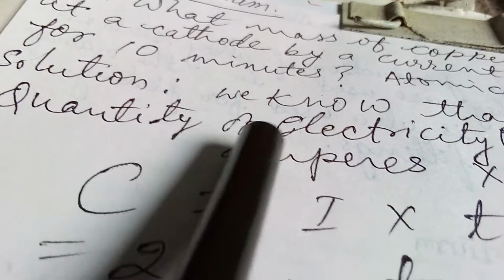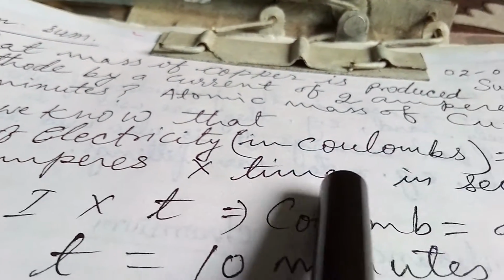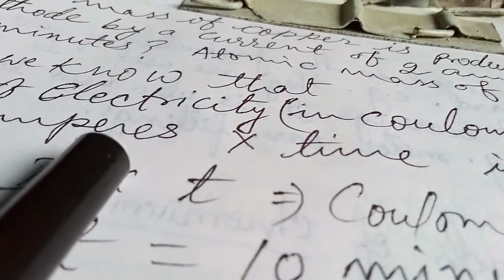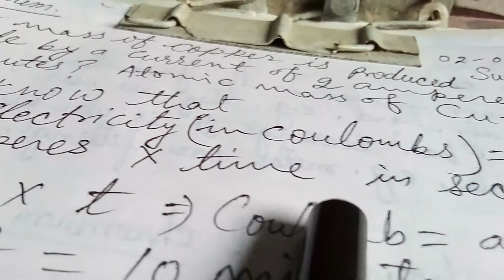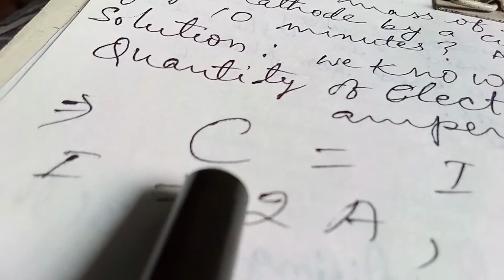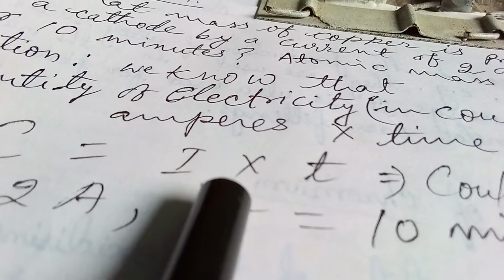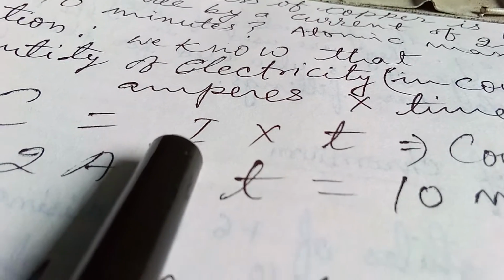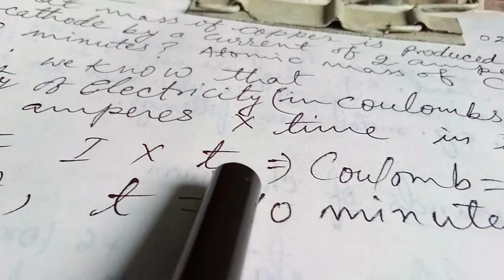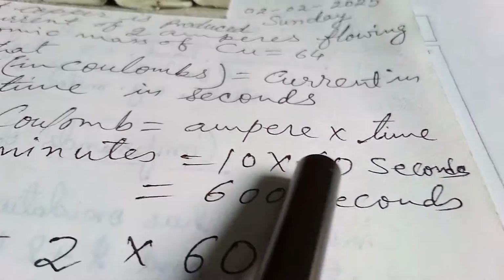The solution is, we know that quantity of electricity in coulombs is equal to current in amperes into time in seconds. That is, capital C, which stands for coulomb, is equal to capital I, which stands for current, and small t stands for time. So coulomb is equal to ampere into time.